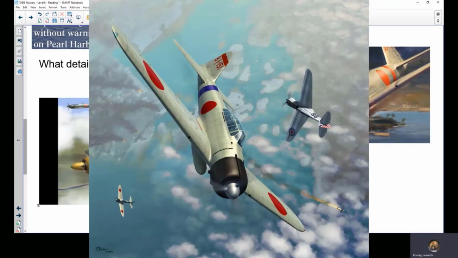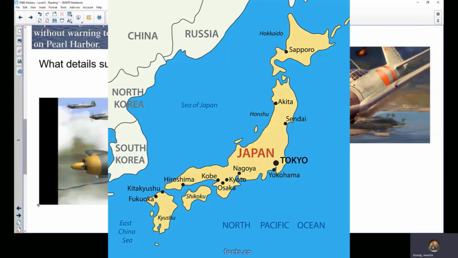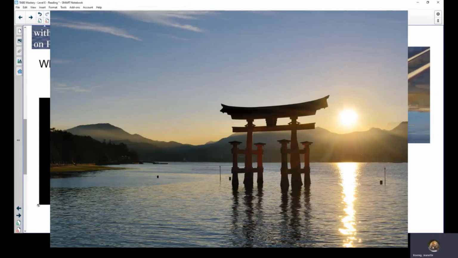Great target, aim right there, you got them. This comes from the Japanese flag. It's a big red circle in their flag, and it's because from where they are located, they get a great view of the rising sun.